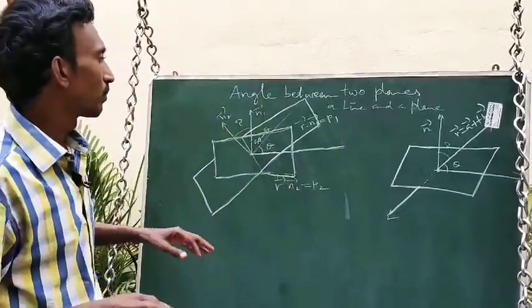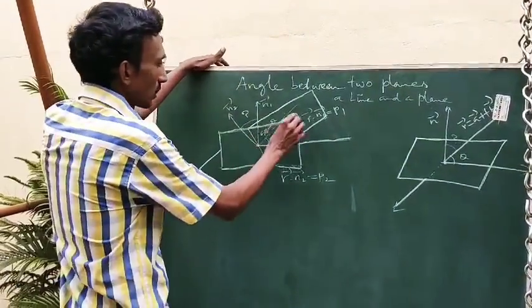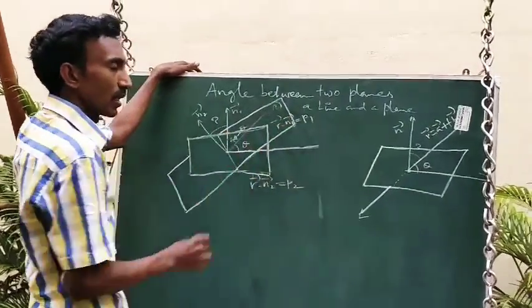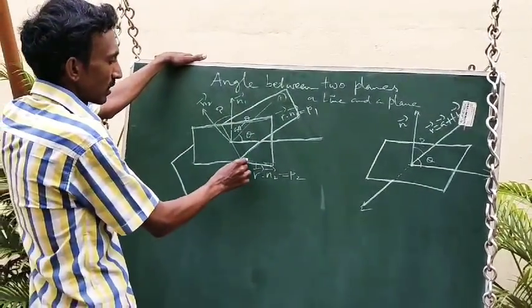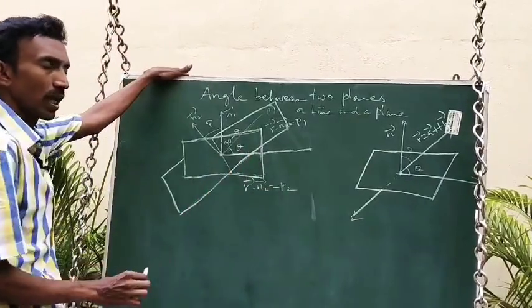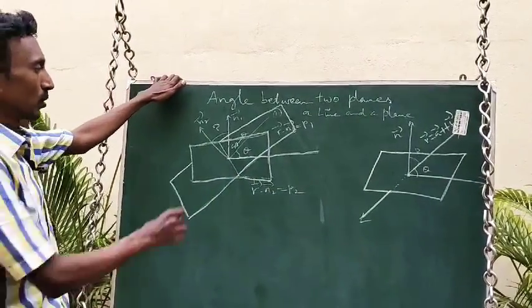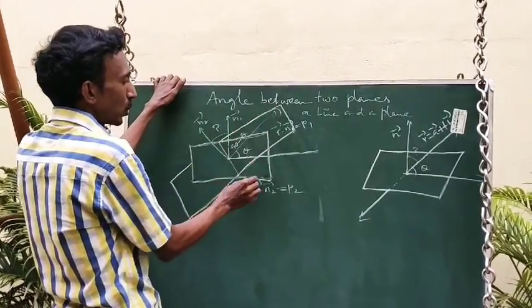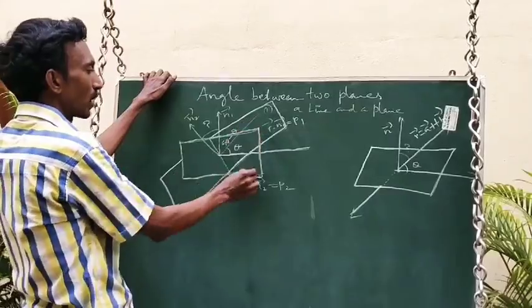The same thing, look here. Suppose this is the first plane, R dot N1 vector equal to P1, and this is the second plane, R dot N2 vector equal to P2. They are intersecting. Our aim is to find the angle between the two planes, plane 1 and 2.